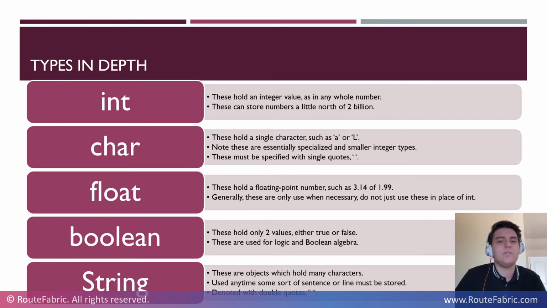And it's important to note these are denoted with double quotes. Anytime we initialize a character, we use single quotes. Anytime we use a string, we want to use double quotes. And this is important because if we don't use double quotes, the programming language isn't going to know it's a string and we're going to get errors.